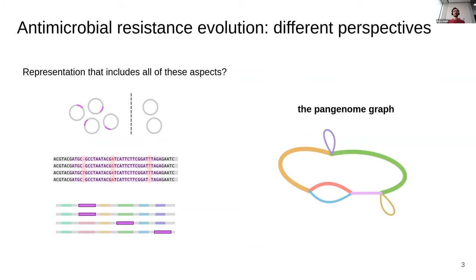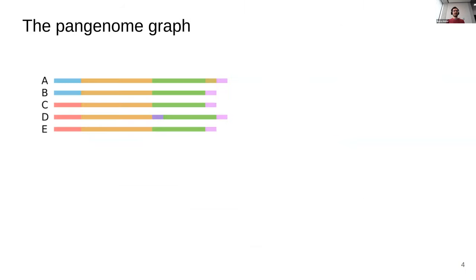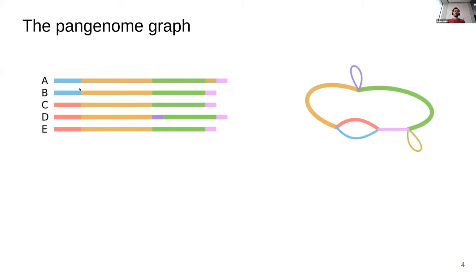So what is a pan-genome graph? Let's say that I have a set of assembled chromosomes, maybe assembled bacterial chromosomes, or maybe plasmids that I want to compare. So here, in this case, I have five isolates, A, B, C, D, E. And part of their sequence is homologous. So here I color the homologous sequence with the same color. I want to build a representation in which homologous sequences are grouped as edges in a graph, and isolates are represented as closed paths inside of this graph.